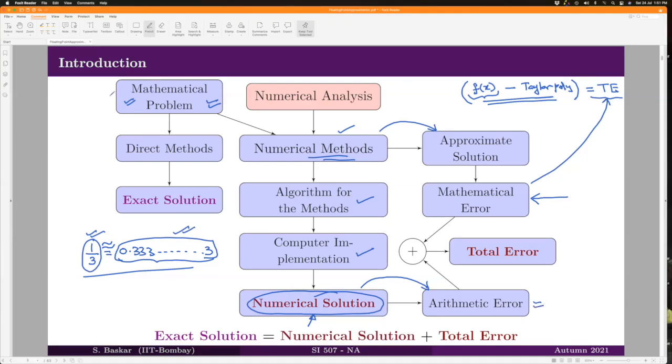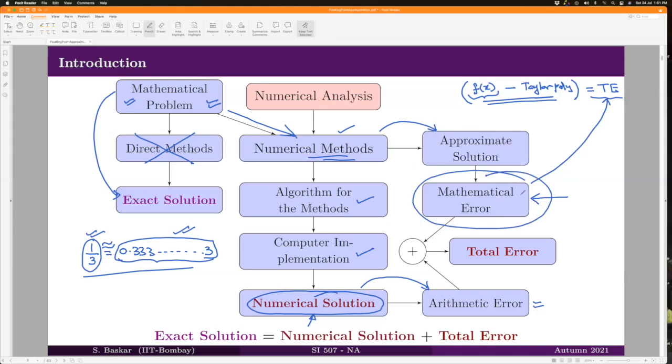So summarizing, you want to solve the mathematical problem and get an exact solution. In case you don't know a direct method, then you decide to go for a numerical method. When you devise a numerical method, you are putting in some approximation or the other, thereby you are committing some errors mathematically. That is what is called the mathematical error.